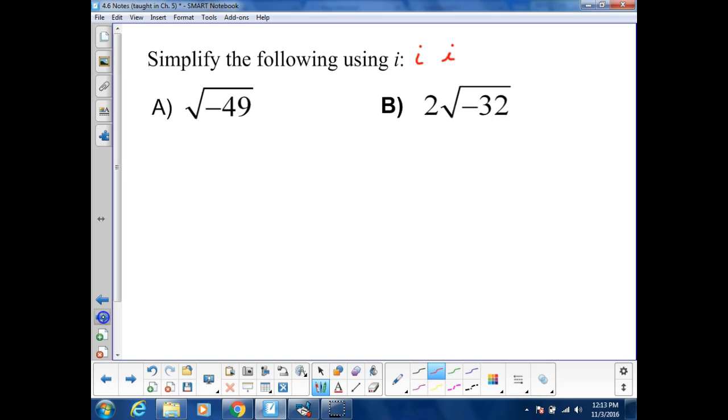Now, again, many different ways to simplify radicals. The way I do it is I would take this and make this become the square root of negative 1 times the square root of 49. I'm multiplying them. Negative 1 times 49 is negative 49. So that works out for me. And then I know that the square root of negative 1 is i, and the square root of 49 is 7. So my answer here for this one is 7i.